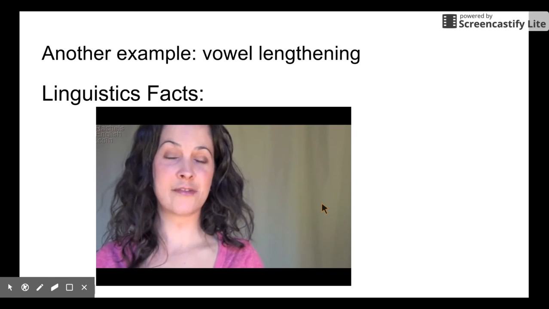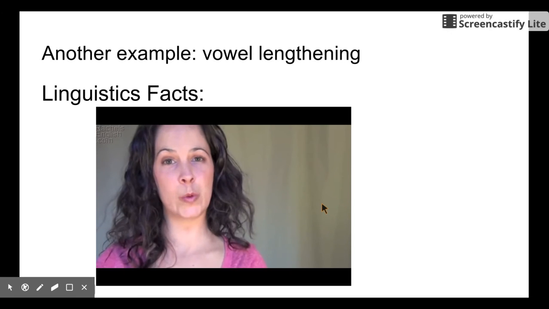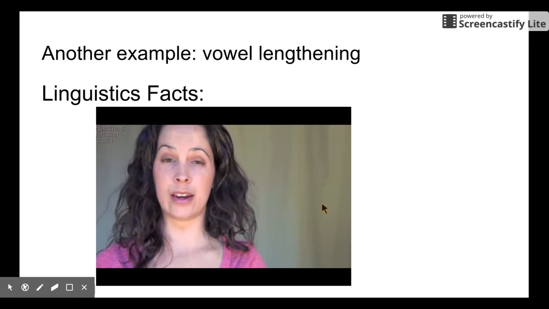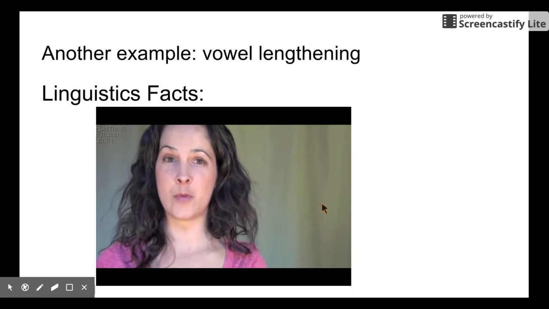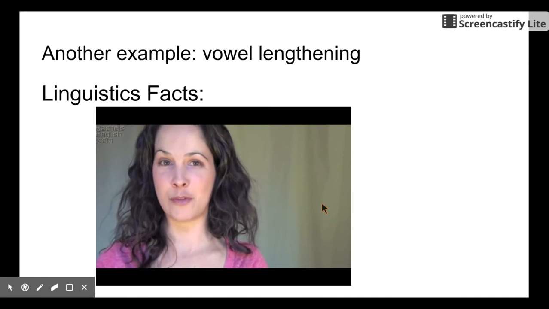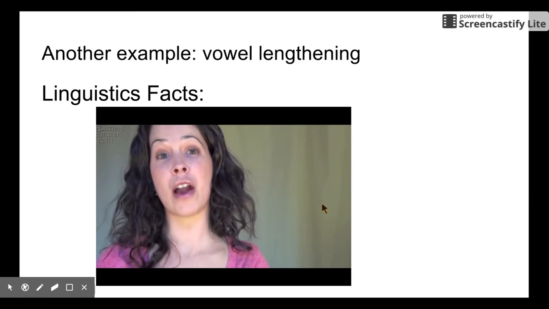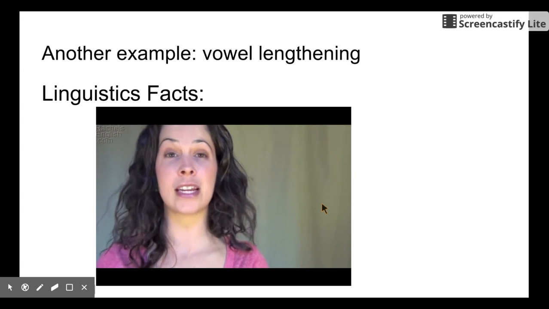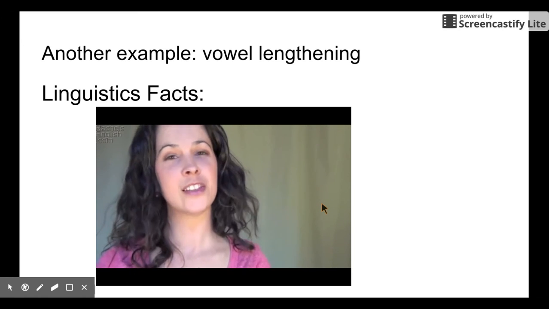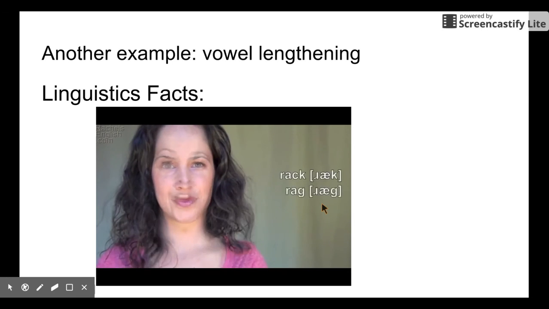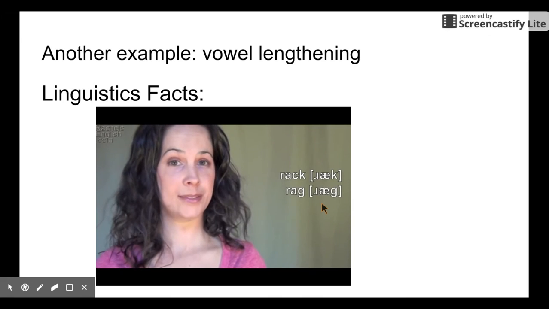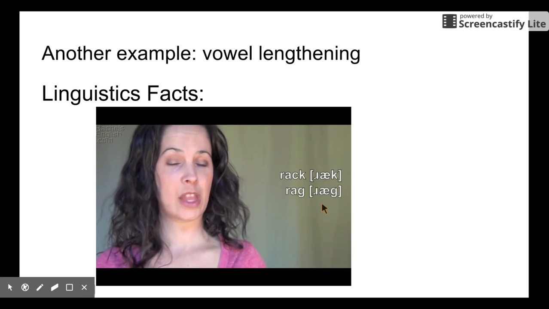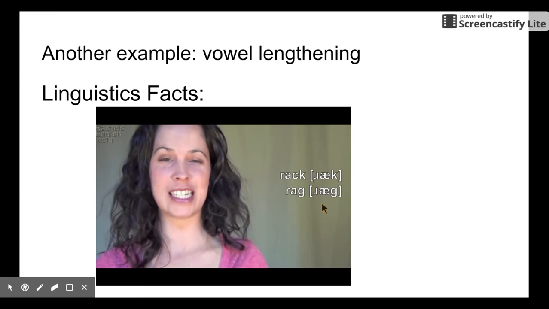The T is an unvoiced consonant, and as a general rule, a one-syllable word that ends in an unvoiced consonant will be shorter than the same word if it was to end in a voiced consonant. So here the final consonant is actually affecting vowel length. Let's look at some examples. Rack, rag, rack, rag. Do you hear that the second word is just a little bit longer? That's because of the voiced consonant at the end.